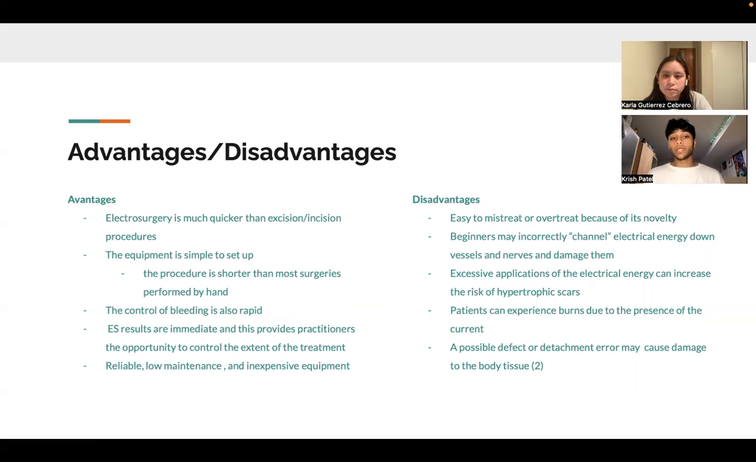Some disadvantages of electrosurgery, however, are that it's easy to mistreat or overtreat, just because of its being new technology and a new sort of procedure. Beginner surgeons also may incorrectly channel electrical energy down vessels and nerves and damage them if it is used incorrectly. In addition, an excessive application of electrical energy can also increase the risk of hypertrophic scars. Patients can also experience burns due to the presence of a current, and possible defects or detachment errors may cause damage to actual body tissue.